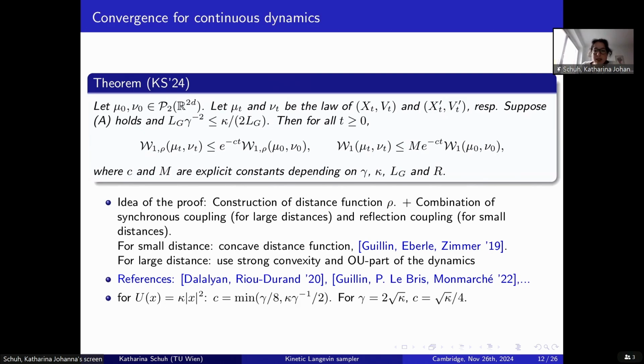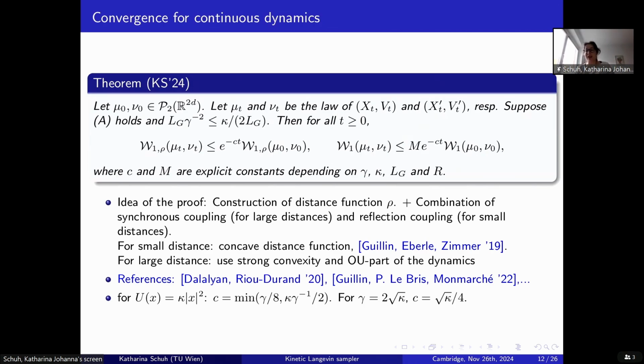And let me also just mention, with this approach, if you look, for example, at a strongly convex potential, in particular at this quadratic potential, one can write down the contraction rate explicitly. In the other cases, one can also write it explicitly, but they become more complicated. Here in this situation, it's easy to see how the contraction rate looks. In particular, if gamma is 2 times square root of kappa, then this contraction rate reduces to square root of kappa over 4. So this was the continuous setting.